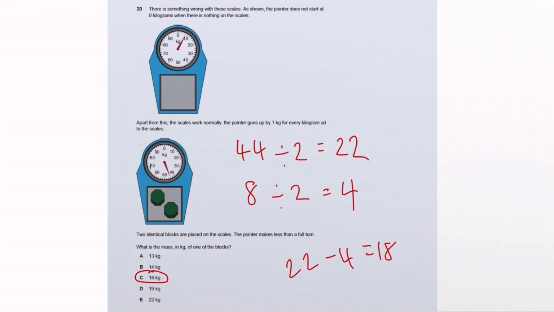Another way that will get you the same answer is to do it as 44 and firstly take away the 8 kilo fault to get 36, which is the true weight of the 2 blocks, and then do 36 divided by 2 to get 18. So you can see that these 2 methods still get you the same answer, but this is just to say that there is more than one way to get to the solution.